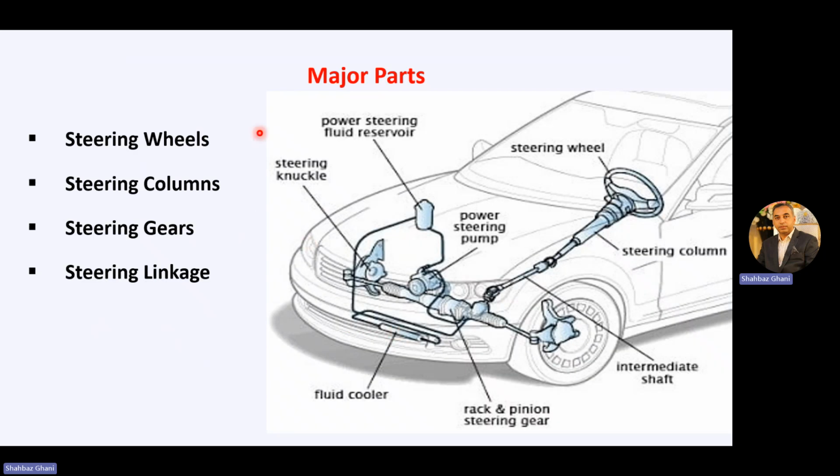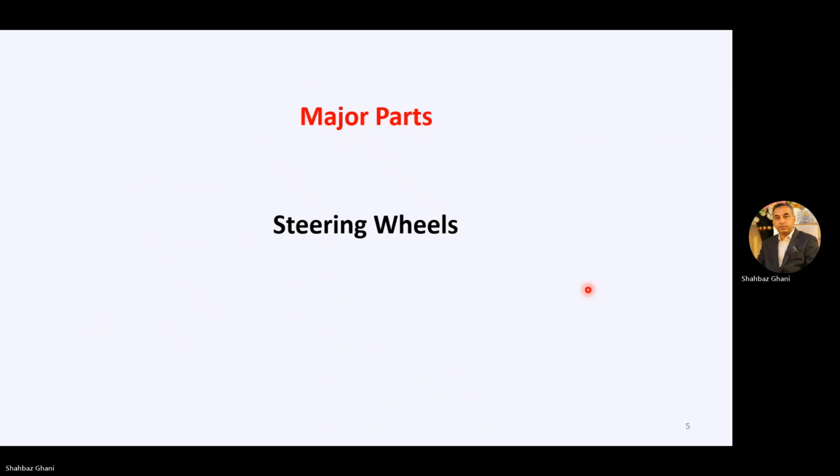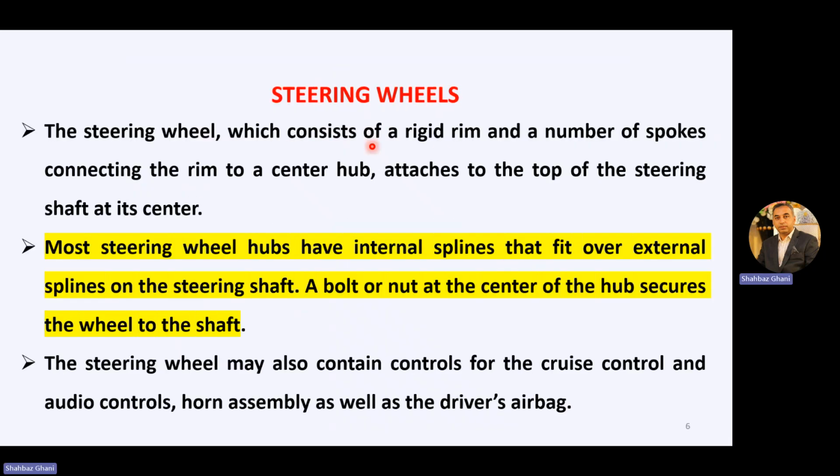Now, the steering system. The major parts of the steering system are the steering wheel, steering column, steering gear, and steering linkage, and this is how it looks. Now, the steering wheel consists of a rigid rim and a number of spokes connecting the rim to a center hub attached to the top of the steering shaft at its center. So basically it's your driving wheel.